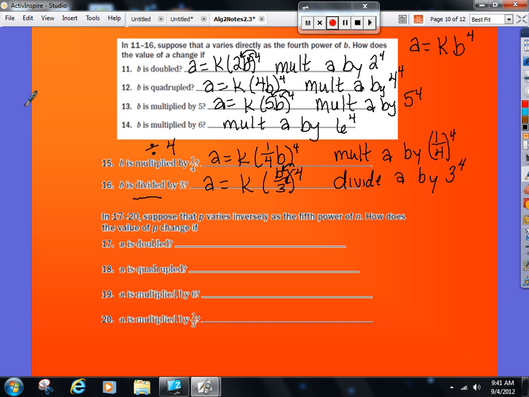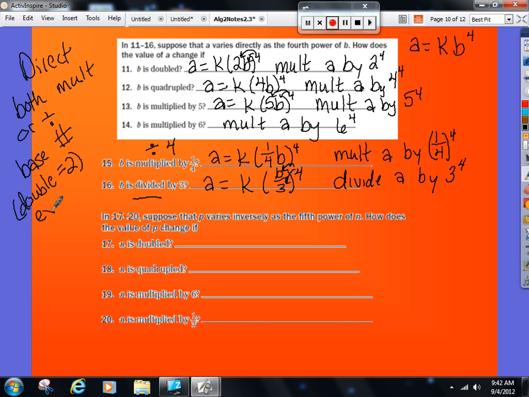Okay, so in a nutshell, direct variation. They will either both be multiplied or divided, because they get big together and they get small together. The base number is what you're actually doing to the value. So if you're doubling, it's 2. If you're tripling, it's 3. And then that exponent comes into play for whatever the direct variation relationship was. All right, let's try these.